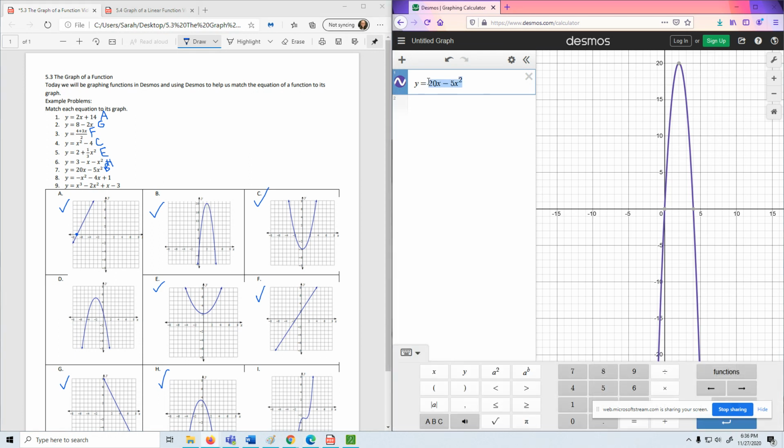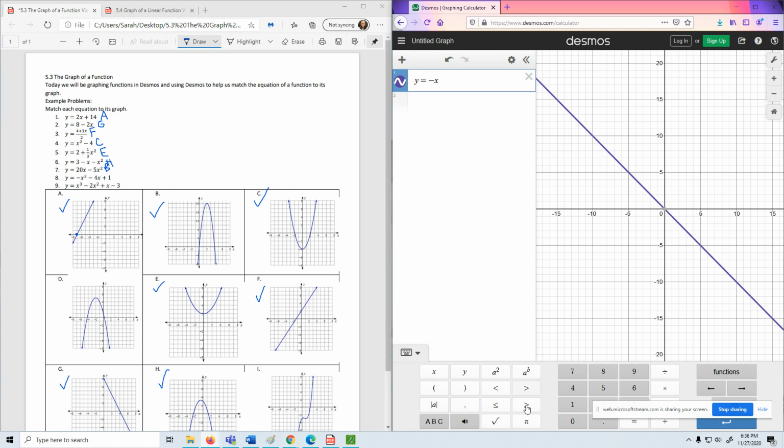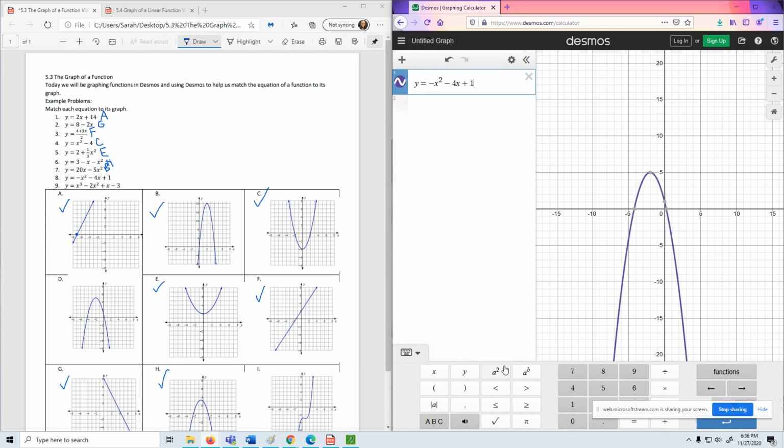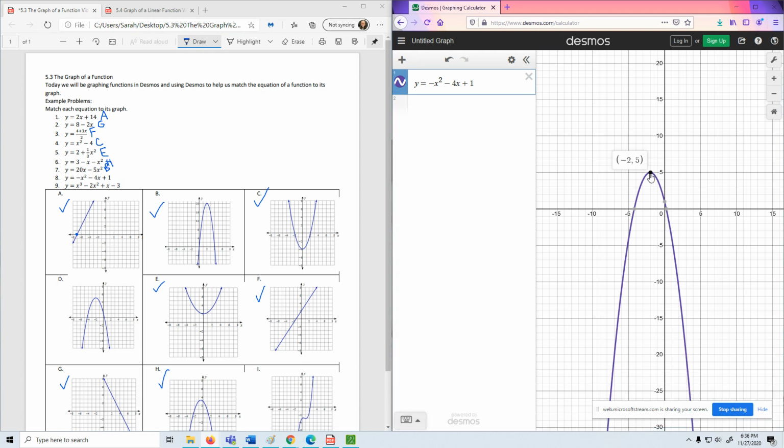Two more. Y equals negative x squared minus 4x plus 1. The vertex, the middle point of the graph, is at negative 2, 5, which is exactly what I see happening in graph D. By default, the last one has to be graph I, but let's just practice graphing that in Desmos.